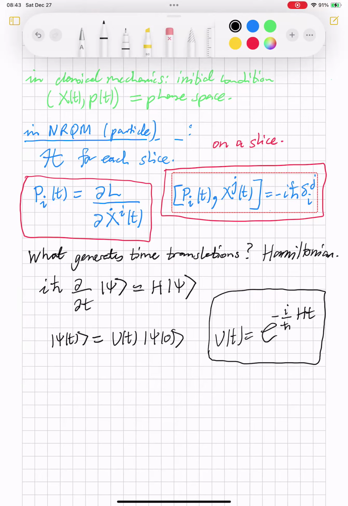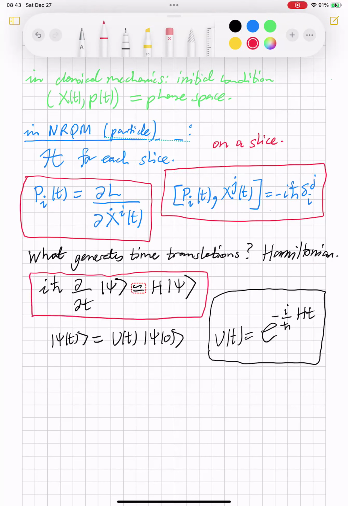Now, when you are solving the time-dependent Schrödinger equation, so let me just outline it in red, this is a first-order differential equation. So when you integrate it, there should be one arbitrary constant. And of course, that arbitrary constant is psi of zero. That is the initial condition. Good.